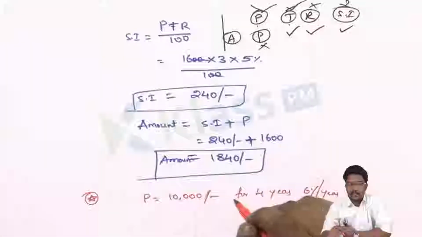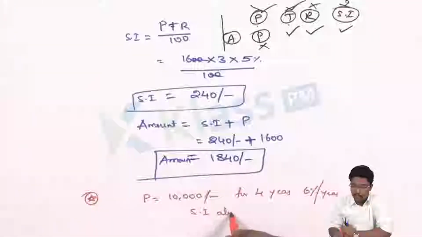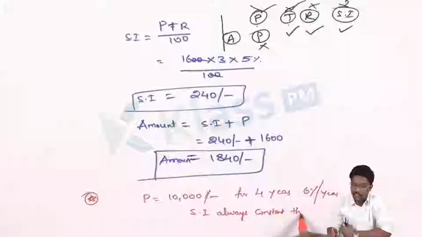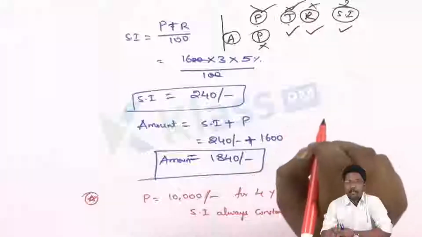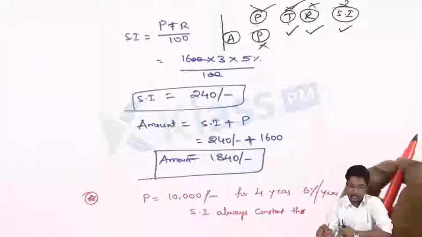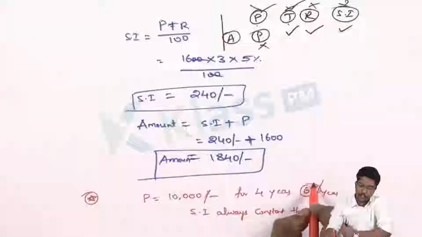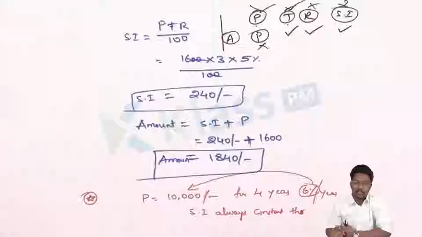Then how will we calculate? Simple interest is always constant throughout the time period. Okay, simple interest is constant throughout the time period. It means in the first year I am paying 6%. On what are we calculating the 6%? On 10,000. What is 6% of 10,000?